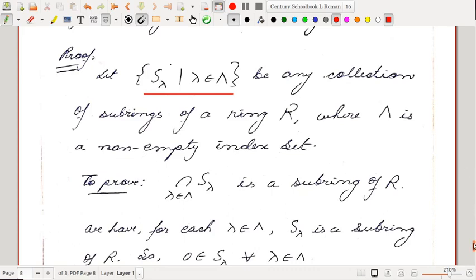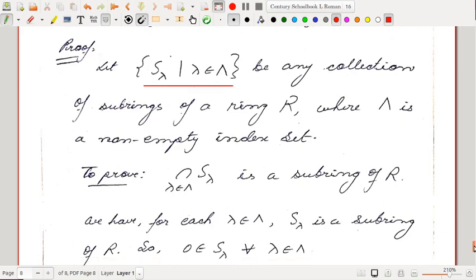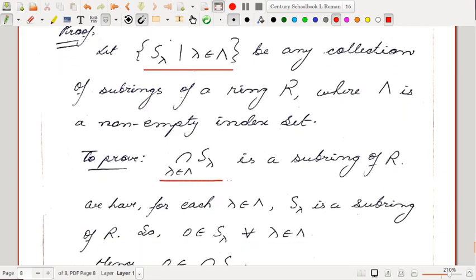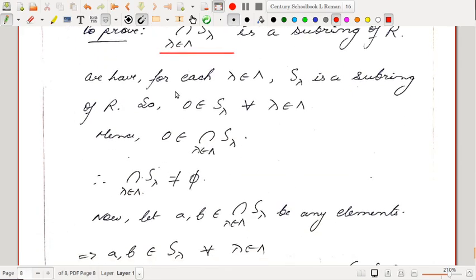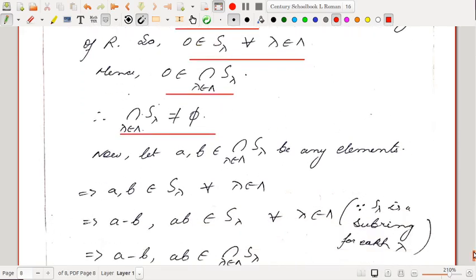If the index set is empty, the empty intersection is actually the whole ring. That is a convention, so we don't need to take that into account. So we can start with lambda as a non-empty index set. To prove that the intersection over lambda belonging to capital lambda of S lambda is a subring of R. For each lambda in capital lambda, S lambda is a subring of R. So 0 belongs to S lambda for every lambda, and so 0 belongs to their intersection. So that means this intersection is non-empty.